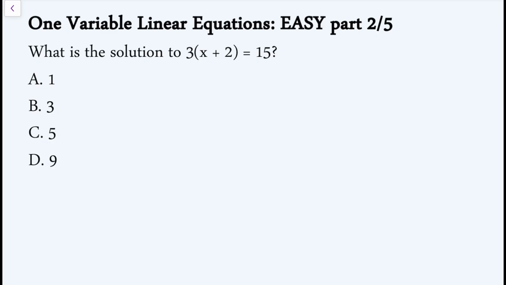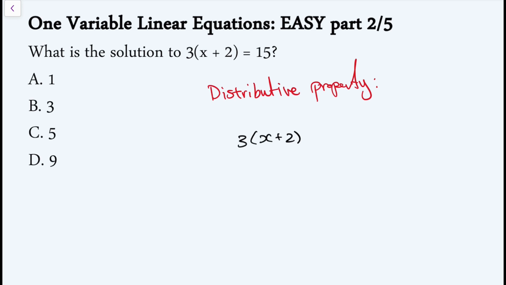What is the solution to 3(x + 2) = 15? Okay, here we're going to use something called the distributive property. This says that whenever we have a bracket and a coefficient on this binomial, we're going to distribute 3 to everything inside the bracket. So we're going to multiply by everything inside.